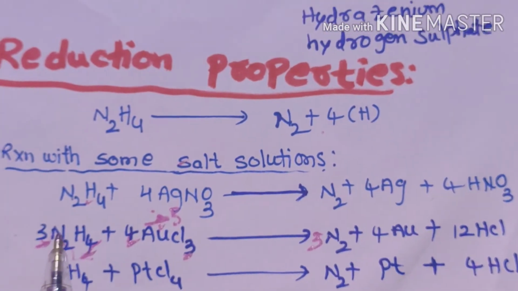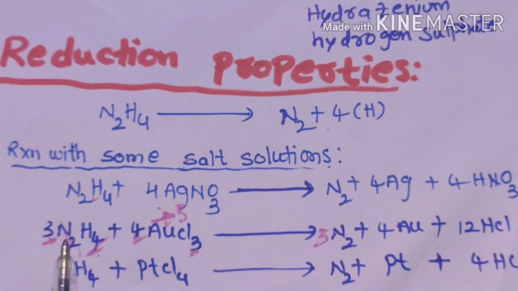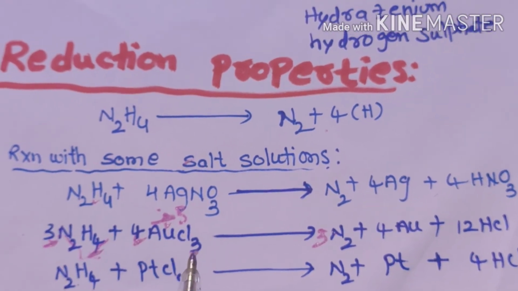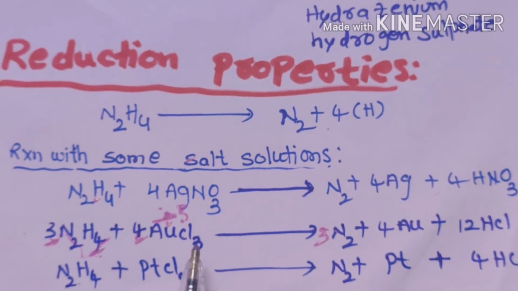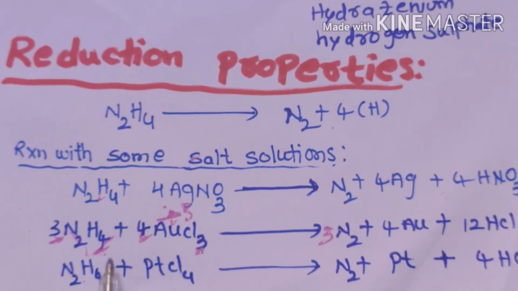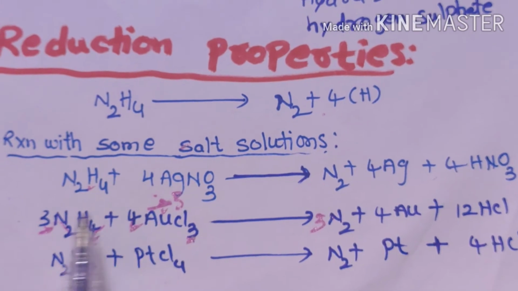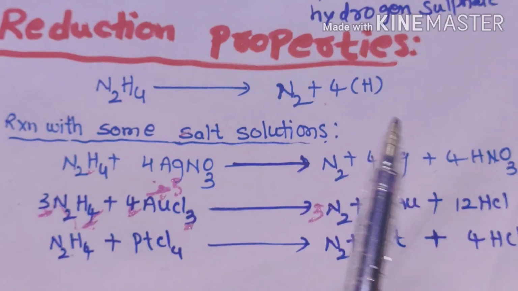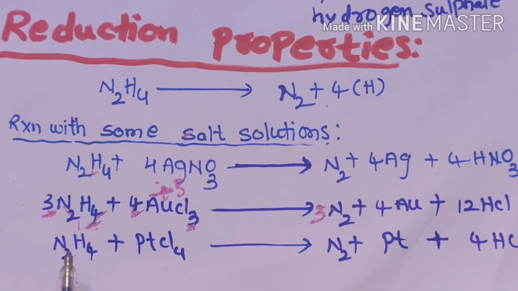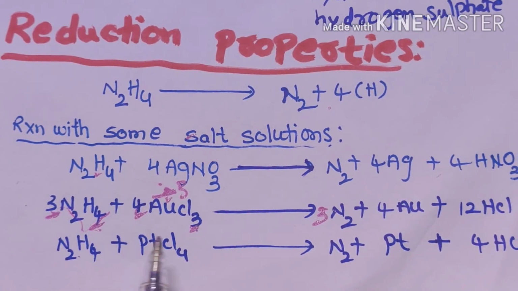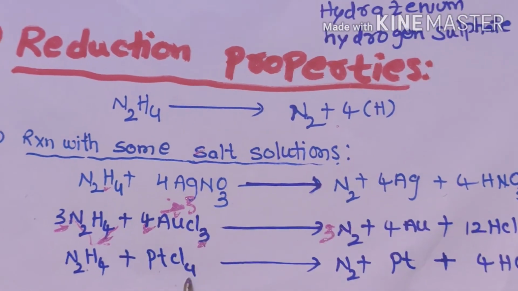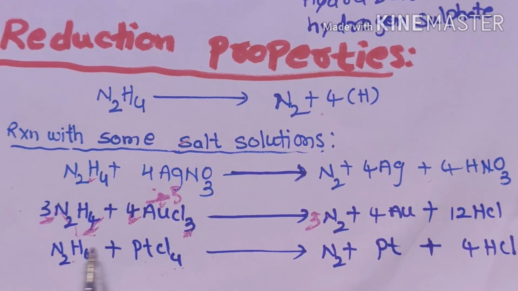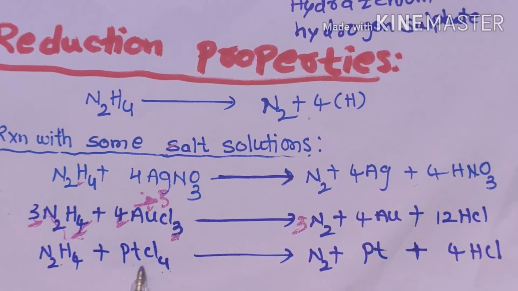So to balance the reaction between hydrazine and auric chloride, we have to exchange these numbers. Here this 3 has to be written here and this 4 has to be written here. So if you do that, the equation will be balanced very easily and automatically. And hydrazine gives 4 hydrogen atoms and platinum chloride provides 4 chlorine atoms. So there is no need to write any coefficient in front of the hydrazine or platinum chloride.